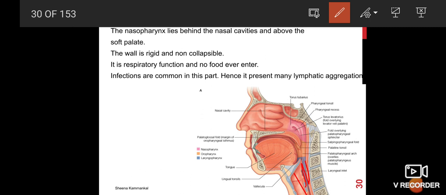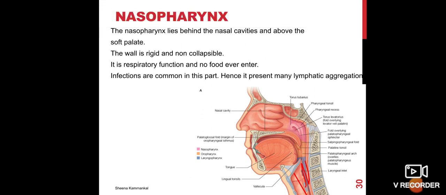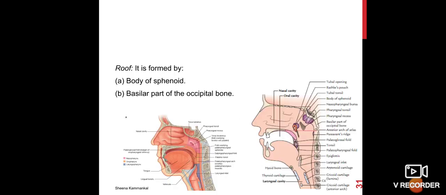In the nasal cavity and the nasopharynx, infections are more common. Hence, many lymphatic aggregations are present. The nasopharynx has a collection of lymphatic follicles, and these lymphatic follicles are responsible for many types of infections.